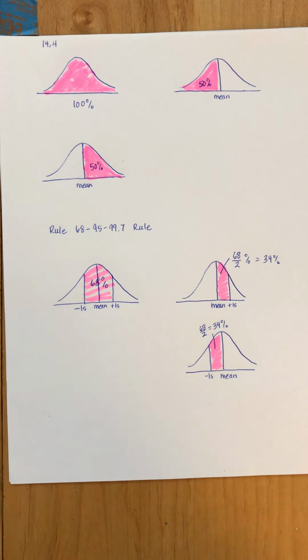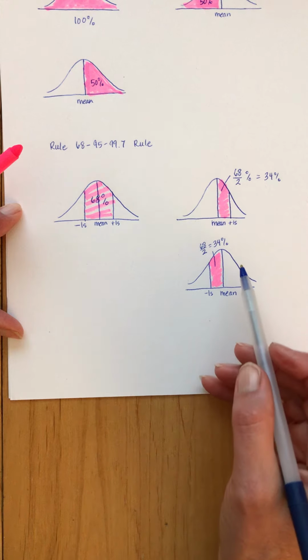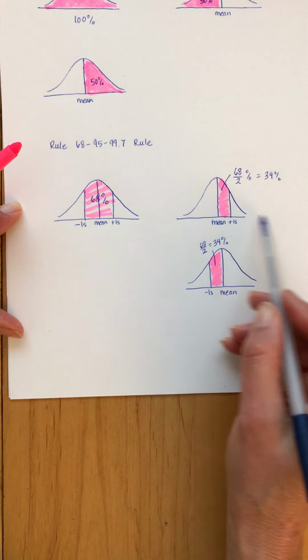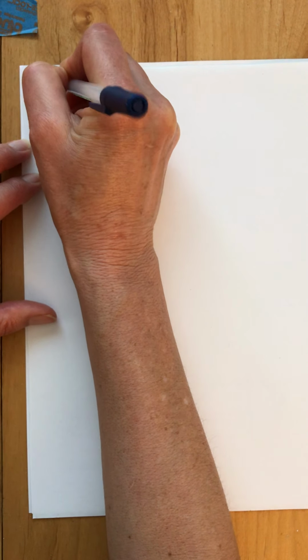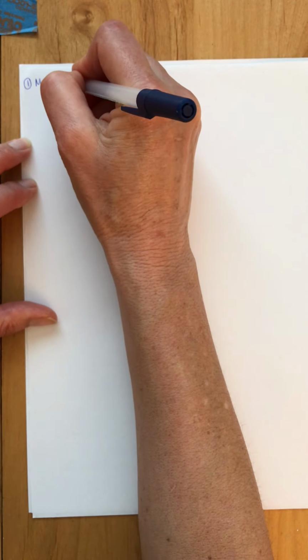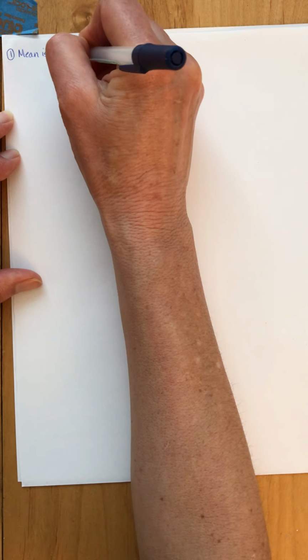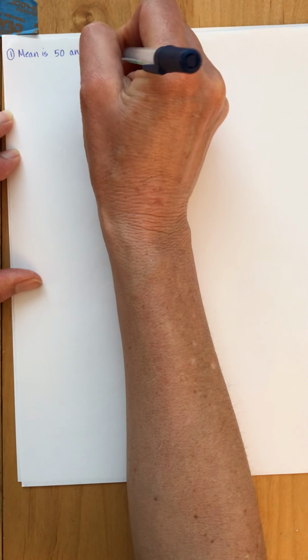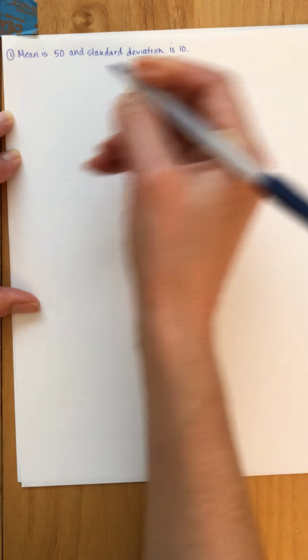Now you have other questions relating to this. You might have a question that asks you, we're not interested in what's within the one standard deviation, what's outside of that? So let's start again with this picture. Let's have a problem, problem number 1. The mean is 50 and the standard deviation is 10. Remember what you're supposed to do.